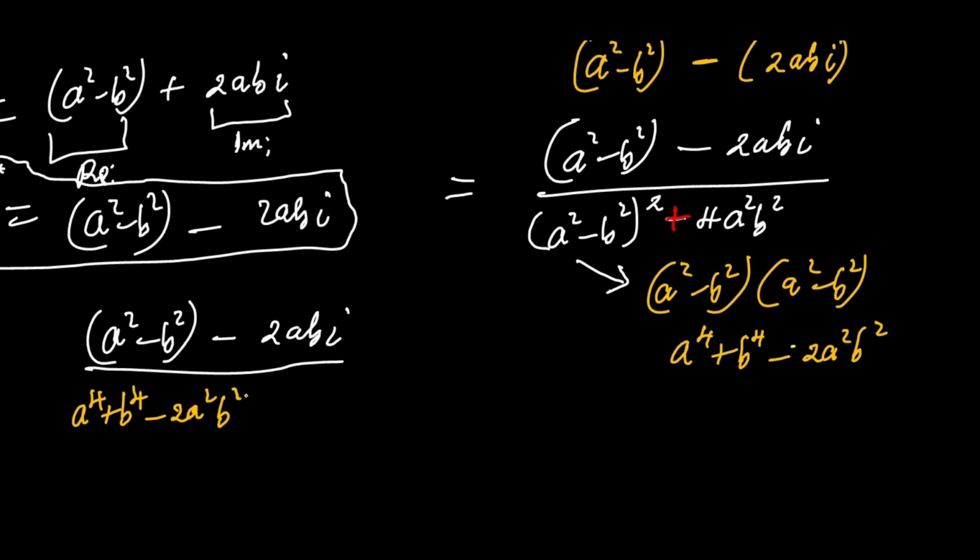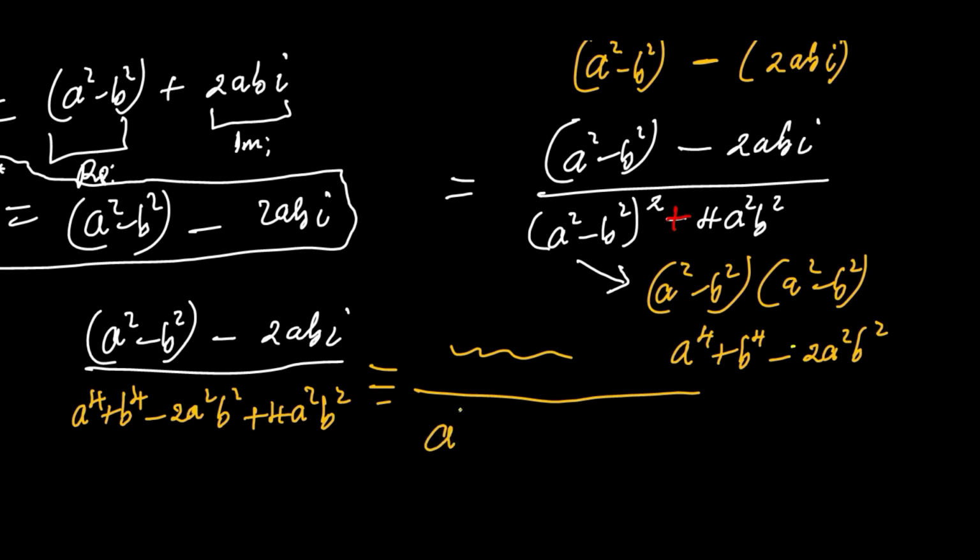So since plus 4a squared b squared, now this is going to simplify something. If we look at that very well, we see here that the numerator remains the same, but the denominator is going to change. That's where my interest lies. So the denominator here, we're going to have a to the power 4, plus b to the power 4, now plus 2a squared b squared. That's what we have here.